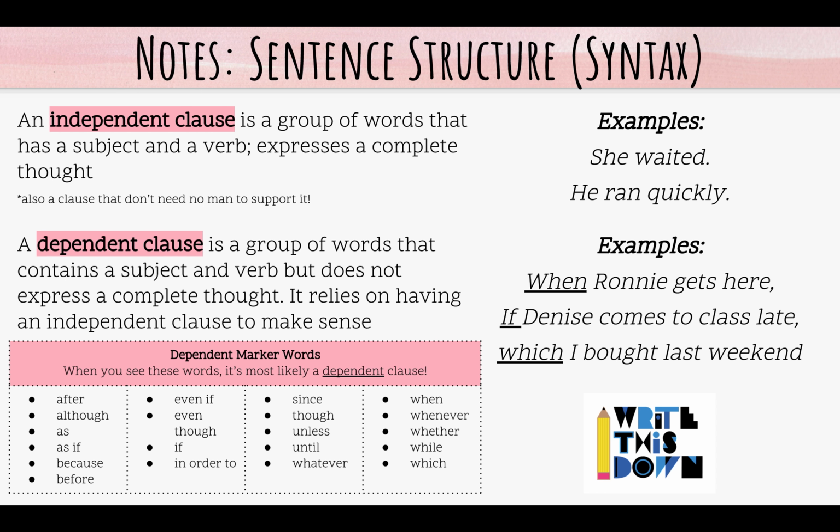One way to distinguish whether you need a comma after a dependent clause is if you see some of these dependent marker words. Okay, so examples are like after, although, as if, even though, in order to. So most likely if it comes at the beginning of a sentence, you're going to need a comma after this clause. So even though she was late, she did her homework. So you would need a comma after even though she was late.